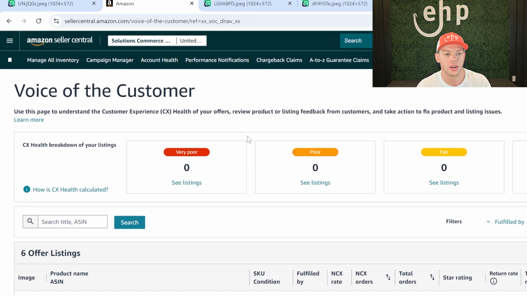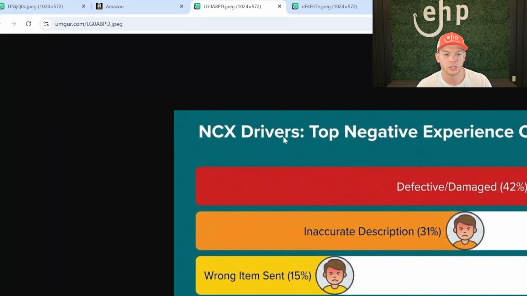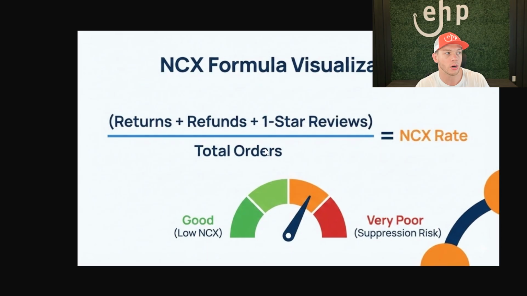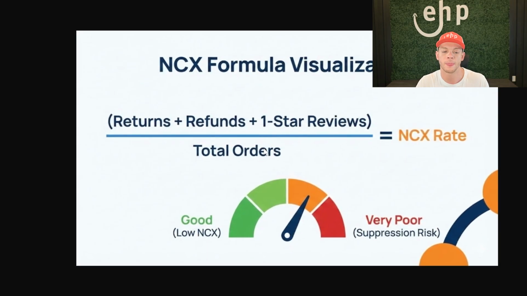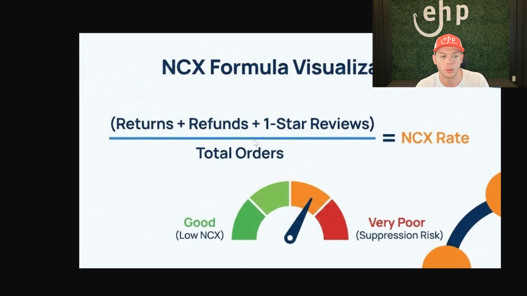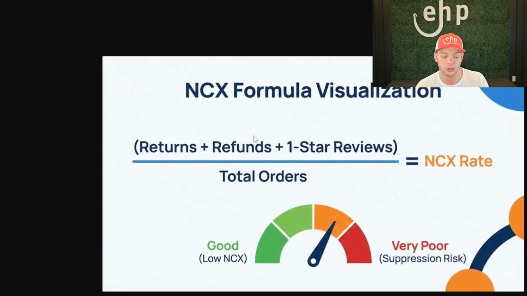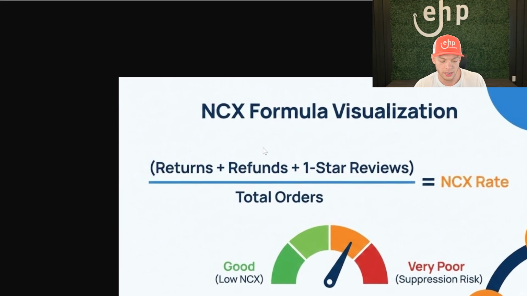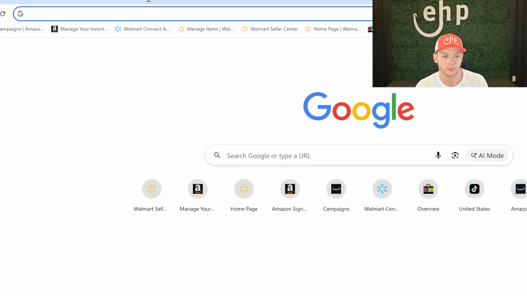Now, they do have an equation. Let's get to the equation. This is the formula on how they determine your NCX rate. They look at your returns and your refunds plus your one-star reviews, divided by the total orders. So they have this down pat to determine if your NCX rate is good or bad. You can definitely check that out at the end of the day.